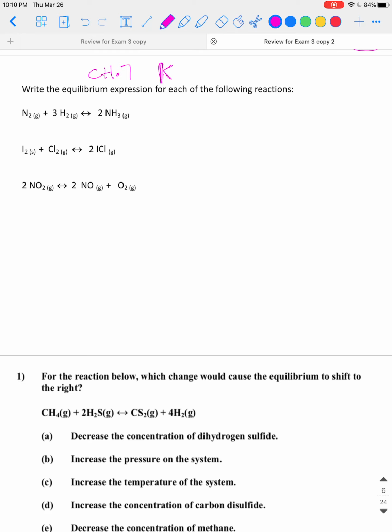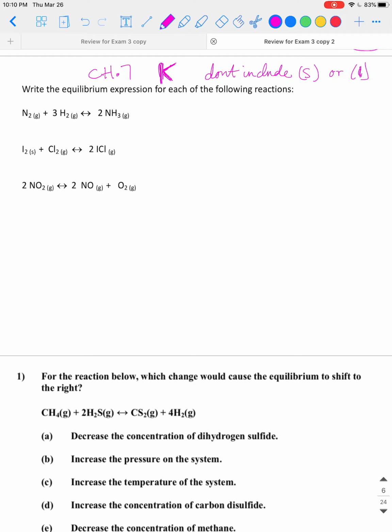Okay? So here it doesn't say to solve for K, it just says to write the expression for K. We don't have any numbers, so we can't plug anything in and solve. Also, remember here, we do not include, I'm going to write this out. Don't include solids, anything that's a solid, or anything that's a pure liquid.